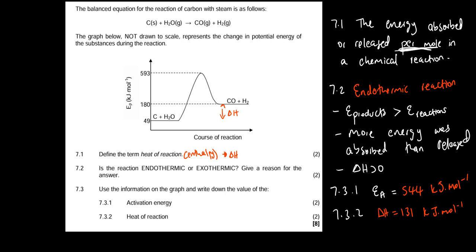The heat of reaction, remember, is the energy of the products minus the energy of the reactants. So the energy of the products would be that, and the energy of the reactants would be that. So we say 180 minus 49. Energy of products, yes. Is that okay?